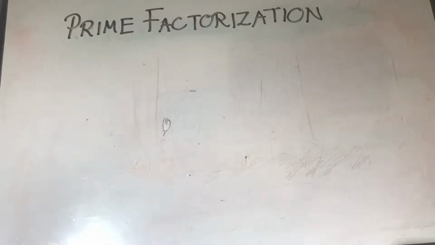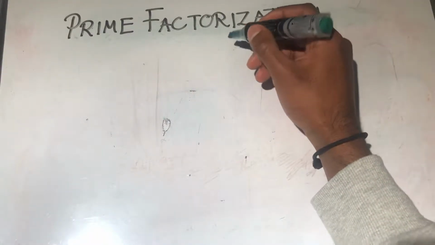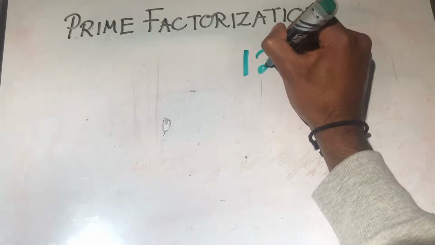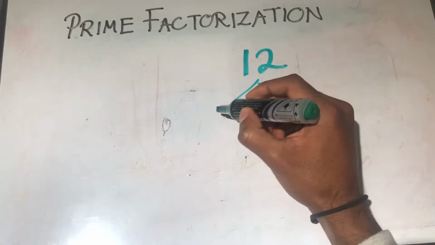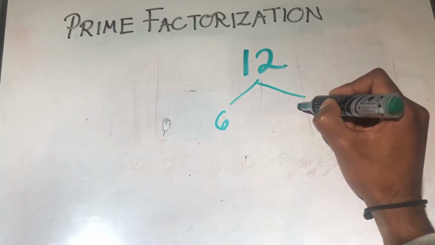Now, to perform a prime factorization, we can use a method called a factor tree. A factor tree is basically taking a number and breaking it down into a multiplication problem that consists of only prime numbers. Now, without further ado, let's do an example. So let's say we have 12. 12 can be broken down into 6 and 2.